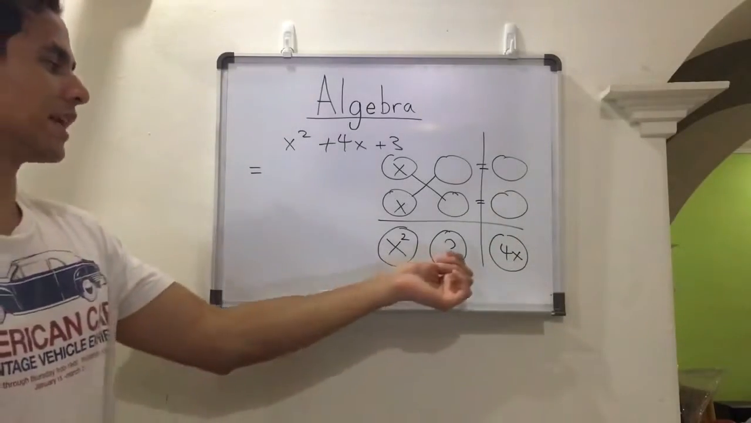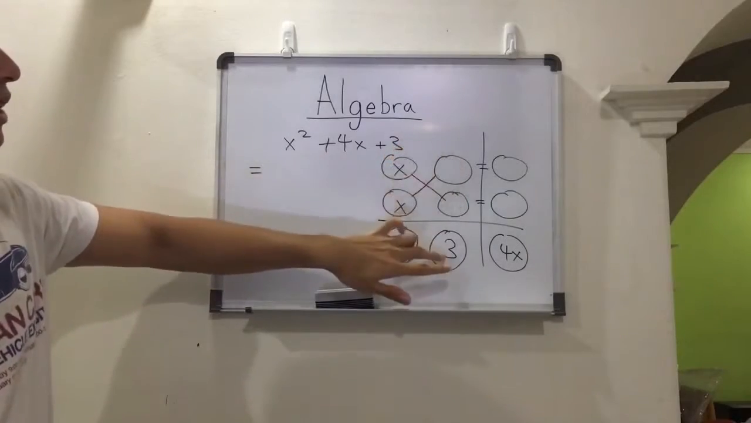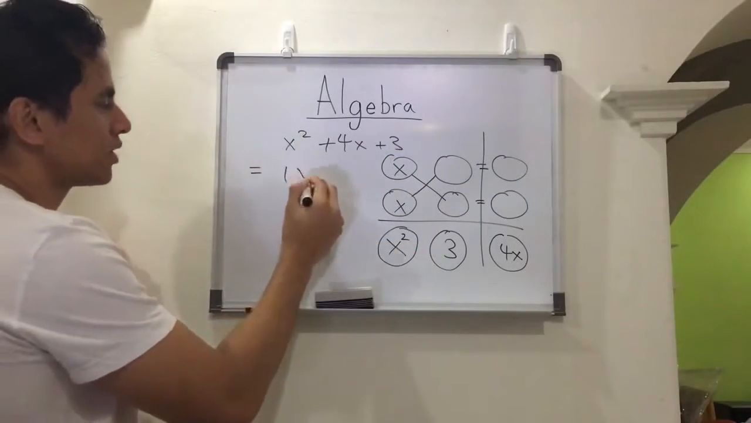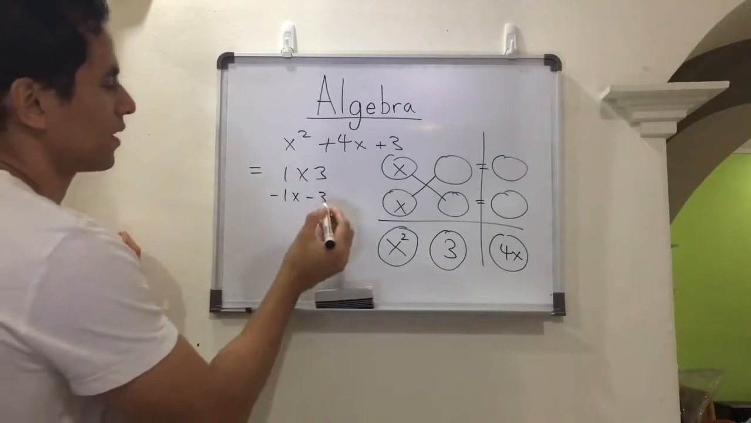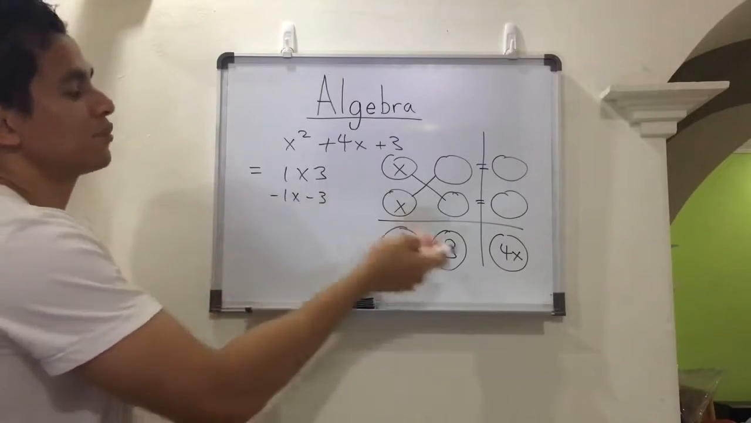So now we're going to pause and think. What we're supposed to do here is to put the factors of 3. The factors of 3 can be 1 times 3 and -1 times -3. Both, if you multiply them, will give us 3, right?